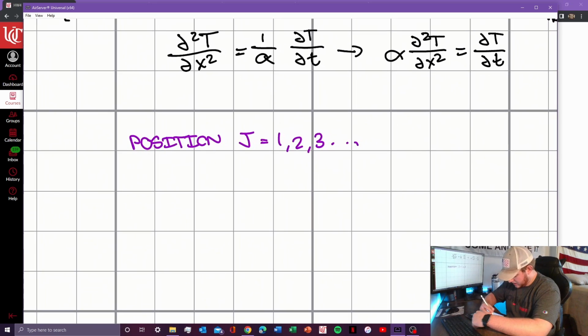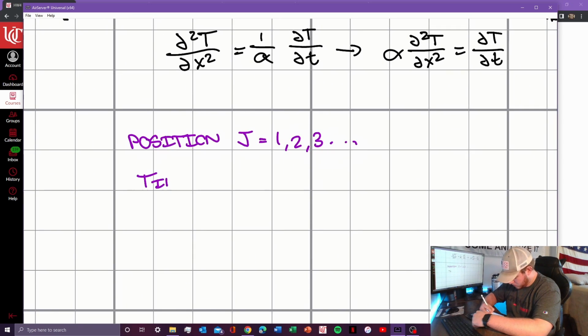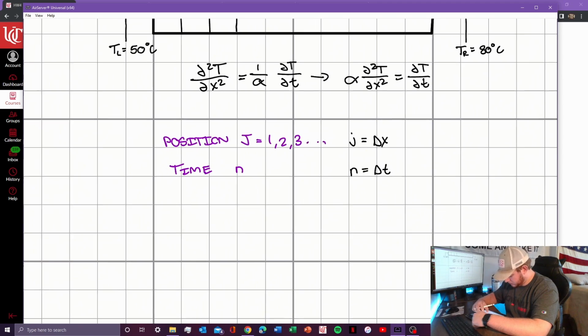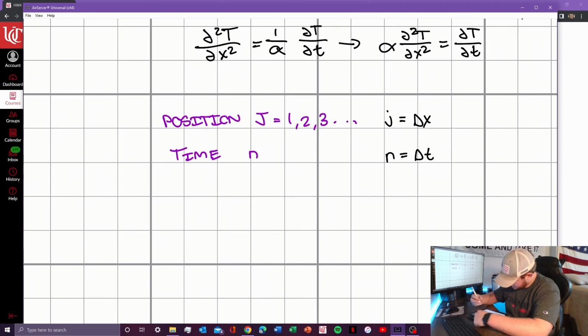And then for time, we can use N. So J corresponds to dx and N corresponds to dt. So we'll start with the hard one first. There's a second derivative here, or second partial derivative.